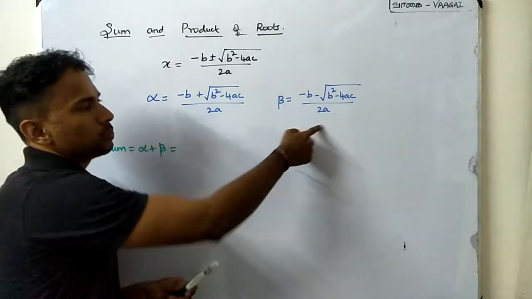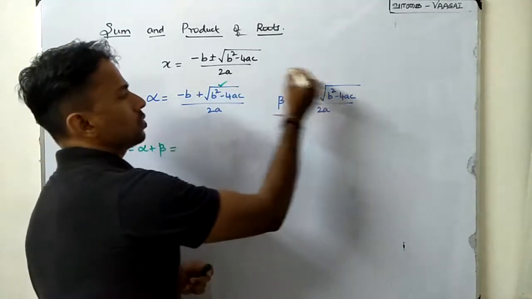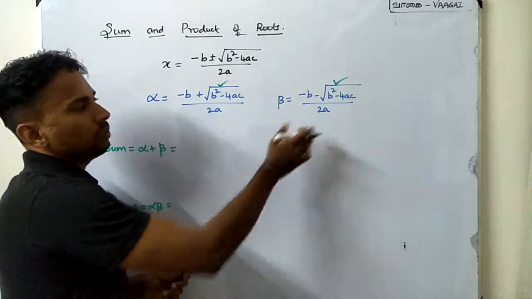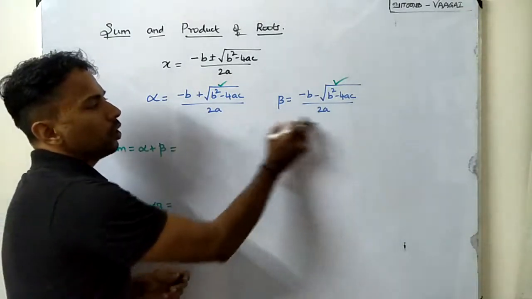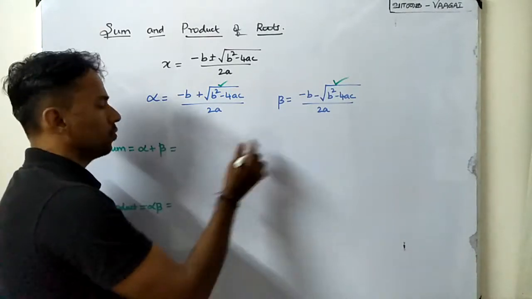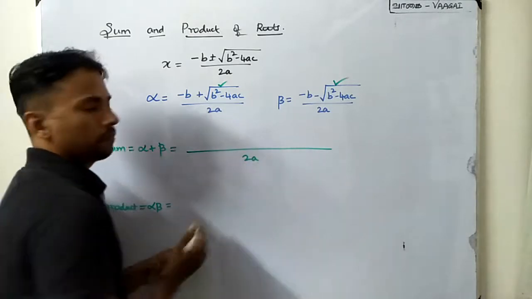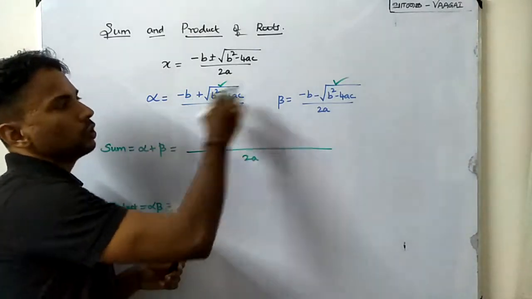Sum will be alpha plus beta. We clearly have the two values here, so we are just going to add these two values. Each of them are fractions. If we see, the denominator is the same, so we can make it a common denominator, and I'll put the denominator as 2a. And now let us just add the two numerator terms.